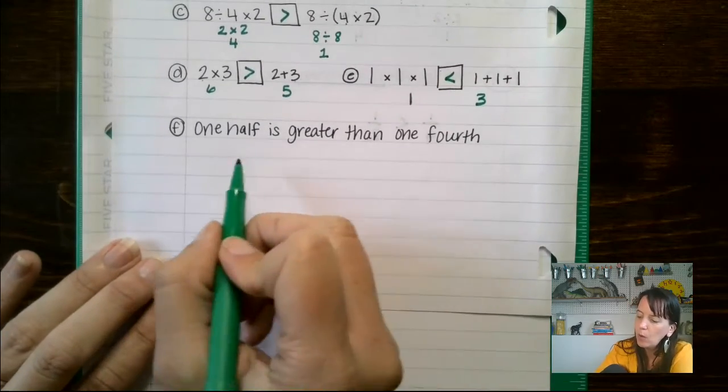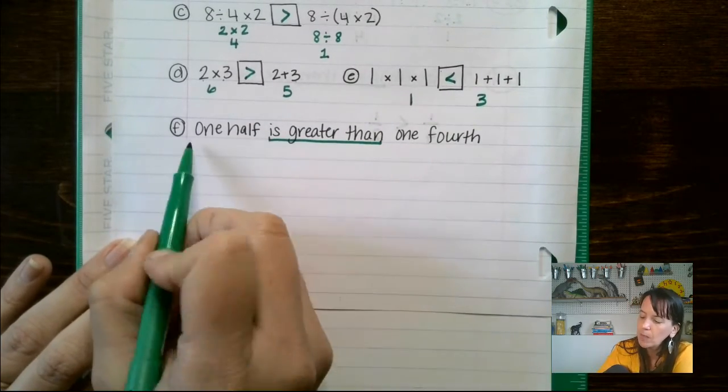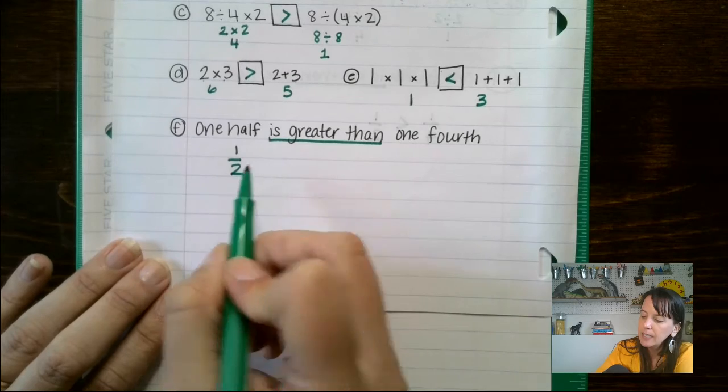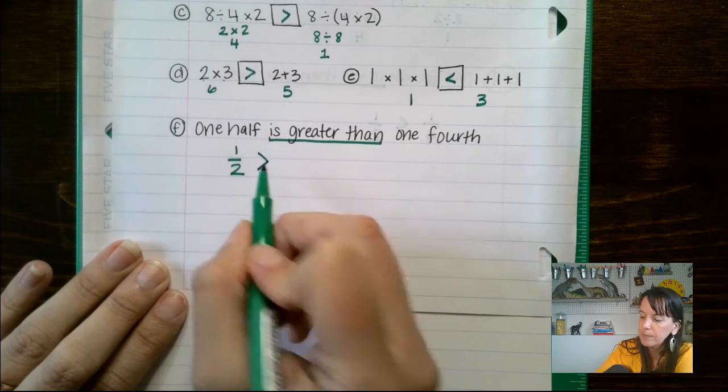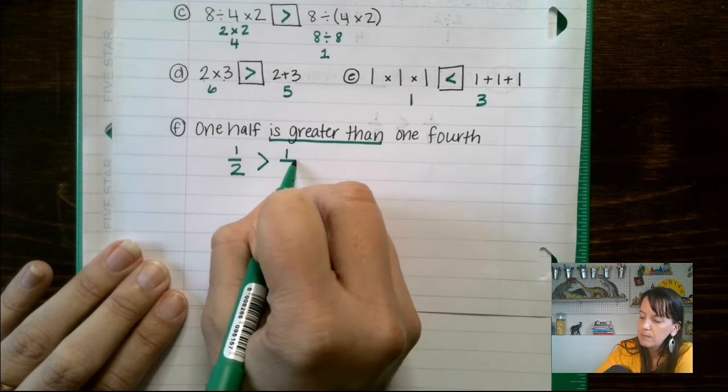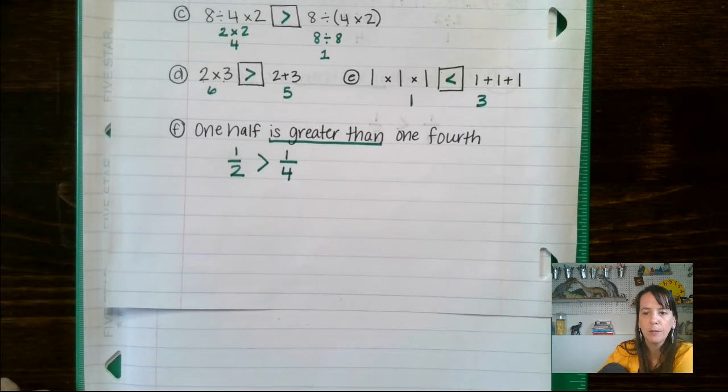All right, 1 is greater than. 1/2 is greater than. So we don't want to go like this because that would look like an L. We want to do the other way. 1/4. Bam, there you go. Those are your answers.